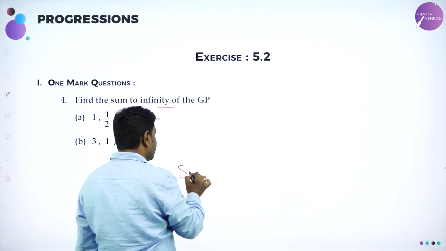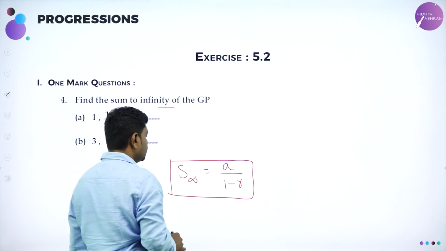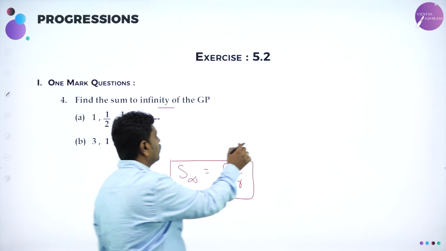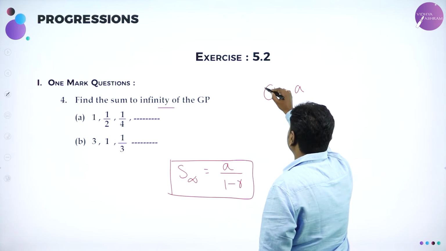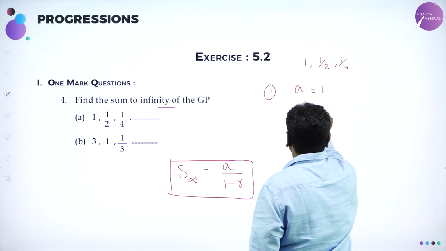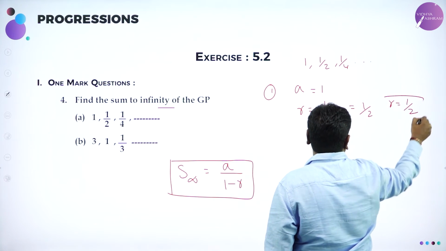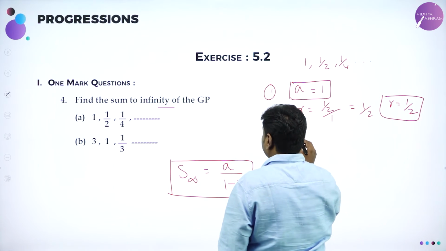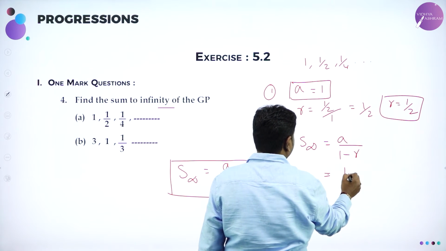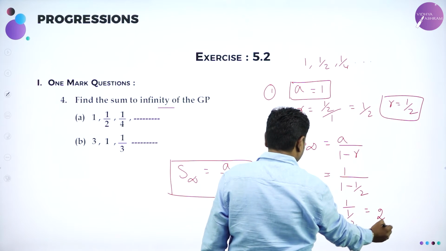Then sum to infinite terms. Sum of infinite terms in GP is S infinity equals A divided by 1 minus R. Now the first problem: 1, 1 by 2, 1 by 4, and so on. A is 1. Common ratio is 1 by 2 divided by 1, that is 1 by 2. They want you to find the sum of infinite terms: A divided by 1 minus R, 1 divided by 1 minus half. 1 minus half is half, and 1 divided by half is 2.